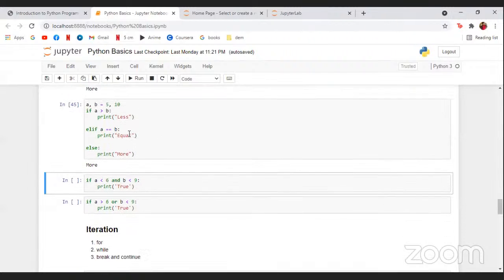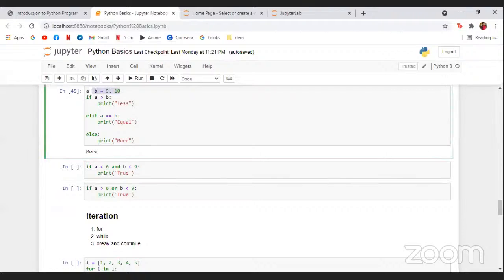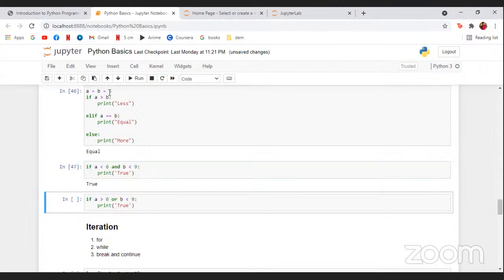So now we see, I need to change this back. A is equal to B is equal to 5, right? So now I have A as 5 and B as 5. So if I check this, A less than 6, 5 less than 6, that should be true. 5 less than 9, that is also true. Right? So you get a true.